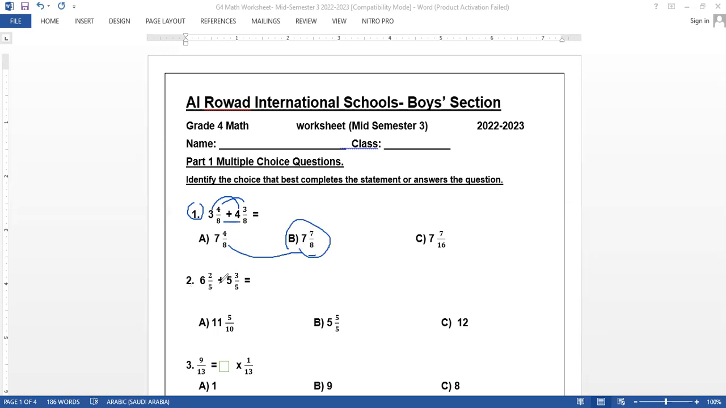Question number 2, same idea. 2 plus 3, and we keep the 5. So the answer will be 5 as the numerator. 2 plus 3 equals 5. So 5 over 5. A number over itself equals 1. So the fraction part is 1. And when you add the whole part, 5 plus 6 equals 11. And here we have 1. So the answer is a whole number, which is 12.